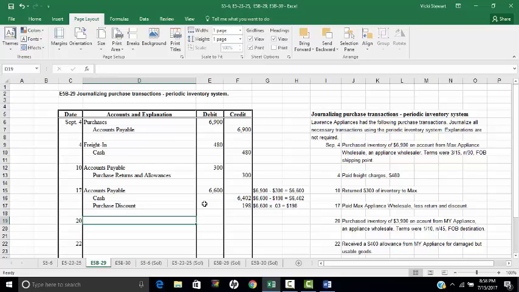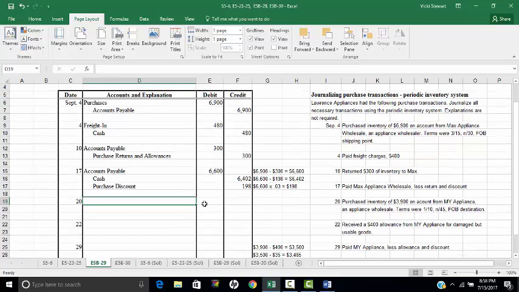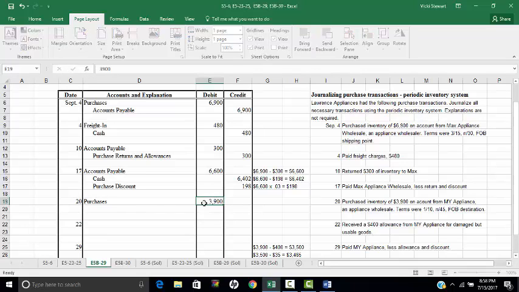On September 20th, it states that they purchased inventory of $3,900 on account from My Appliance, an appliance wholesaler, and the terms were 1/10, net 45, FOB destination. So in this situation, we're going to debit purchases for $3,900 and credit accounts payable for $3,900. On September 22nd, it said they received a $400 allowance from My Appliance for damaged but usable goods.